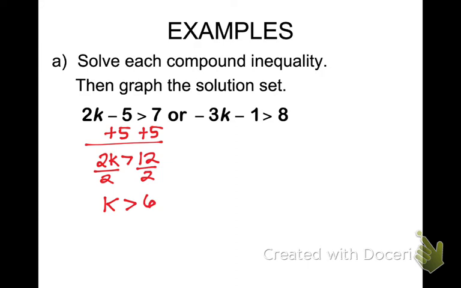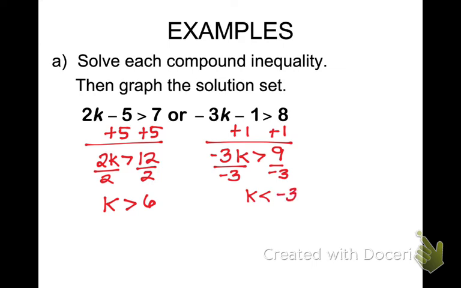And then let's just jump over to the right side and solve that one. So adding 1 to both sides gets us negative 3k is greater than 9. Dividing by negative 3, what must I remember to do? Flip it. So k is less than negative 3, and then I'm going to bring the or down.